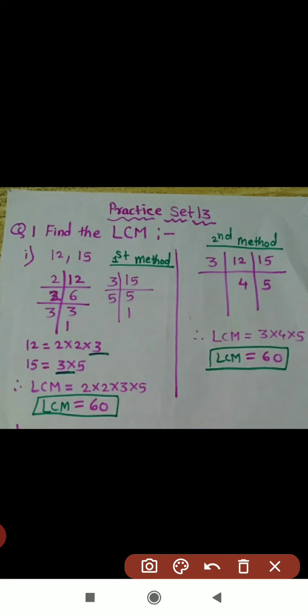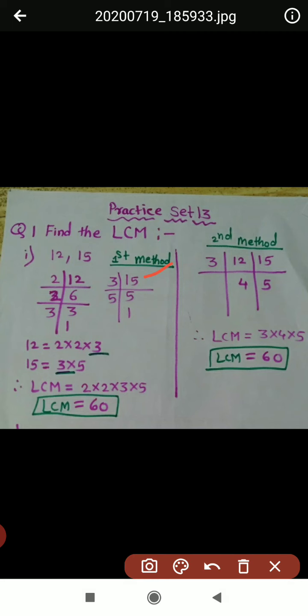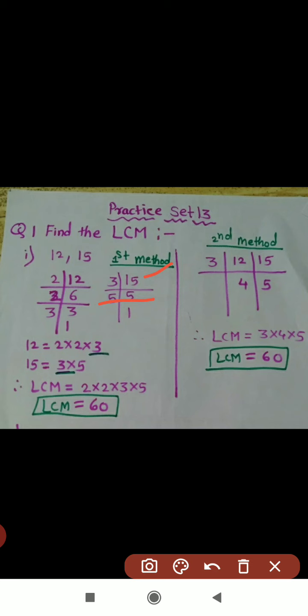First method, just see here: first factorize 12. 2 6s are 12, 2 3s are 6, 3 1s are 1. So these are the factors of 12: 2 into 2 into 3. Next, 15's factors: 3 5s are 15, 5 1s are 5. So the factors of 15 are 3 into 5. Here I marked what is common with a green sketch pen, so you can understand. Here 3 and 3 are common in both. So the remaining factors are written as they are: 2 into 2, 3 as the common, and 5.